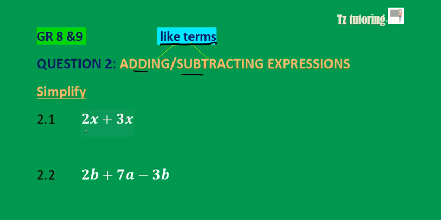So looking at 2.1, these 2 terms have the x variable, and that x variable is the like term. Now, because they've got that like term, we can add the coefficients. 2 plus 3 is 5, and remember the like term, you must keep it as it is.